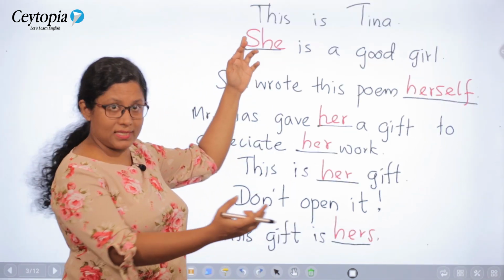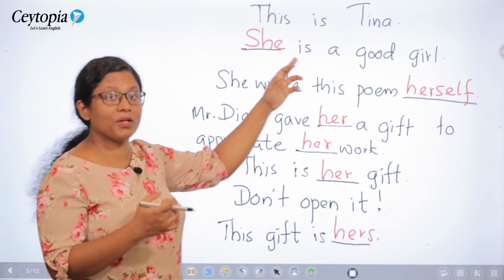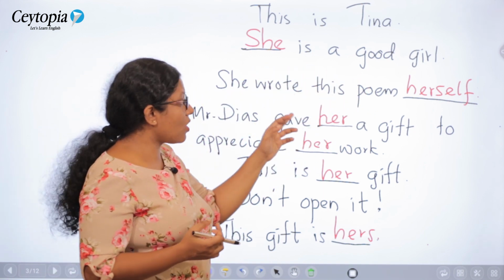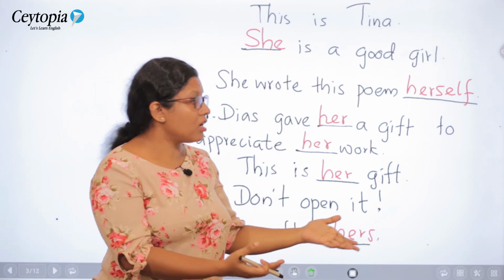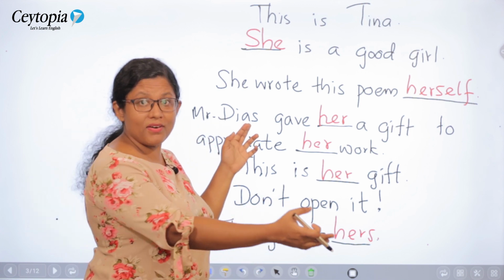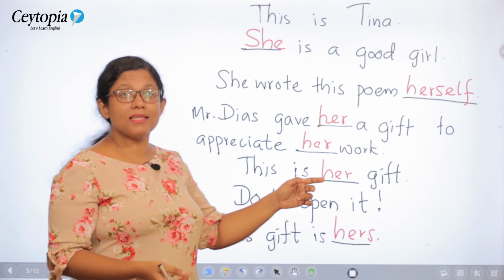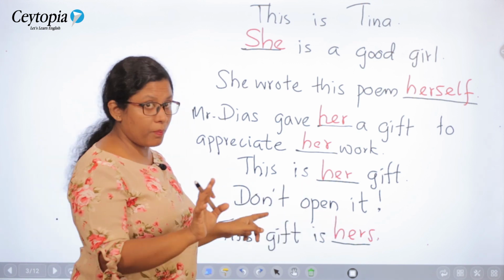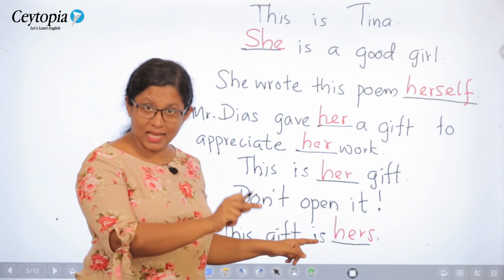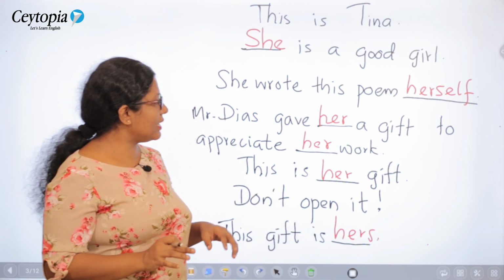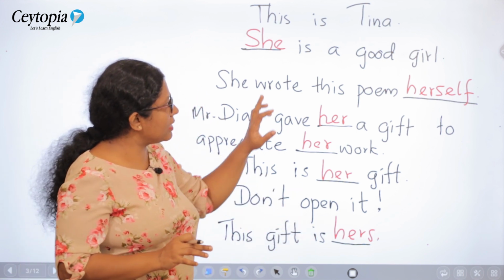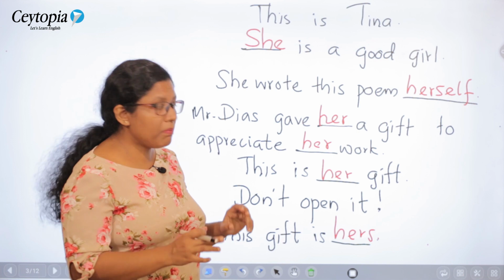Let's see. This is Tina. She is a good girl. She wrote this poem herself. Right? Mr. Dias gave her a gift to appreciate her work. This is her gift. Don't open it. The gift is hers. Now, let's take a look at all these sentences one by one.